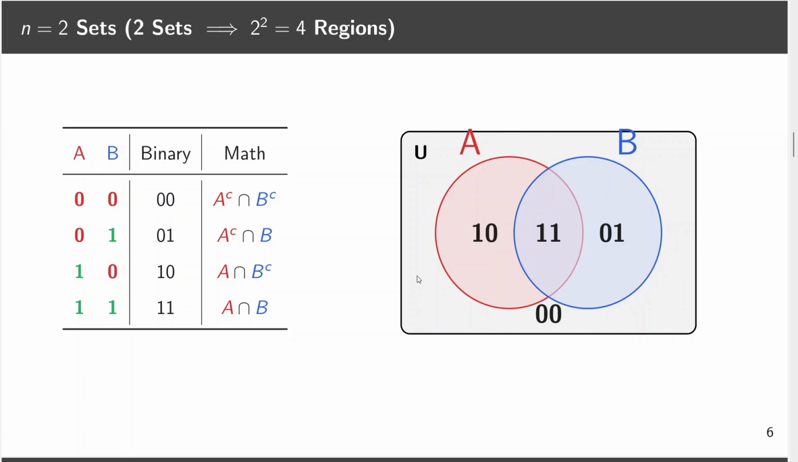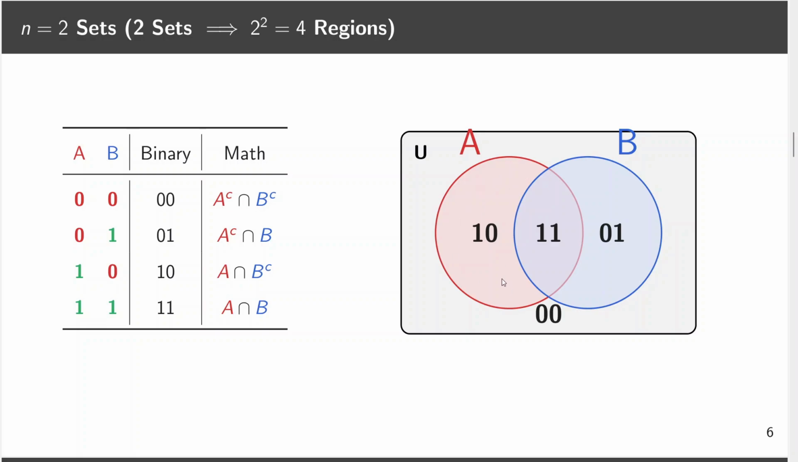The second row, no for A, yes for B. The code is 0, 1. Mathematically, this is A complement intersect B. In plain English, things that are not in A but are in B. Only in B, not in A. The third row, yes for A, no for B. The code is 1, 0. Mathematically, this is A intersect B complement. Things that are in A but not in B. Only in A, not in B.